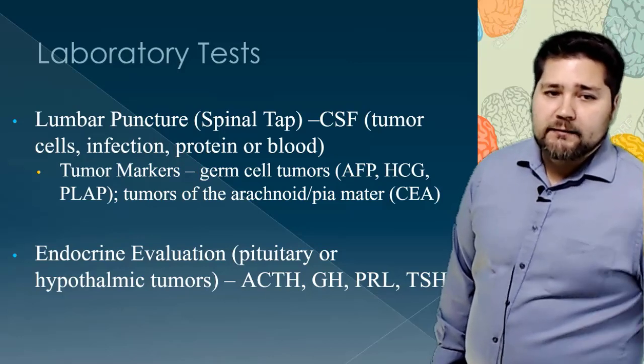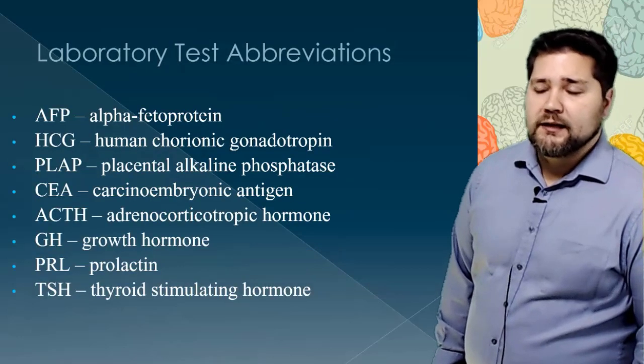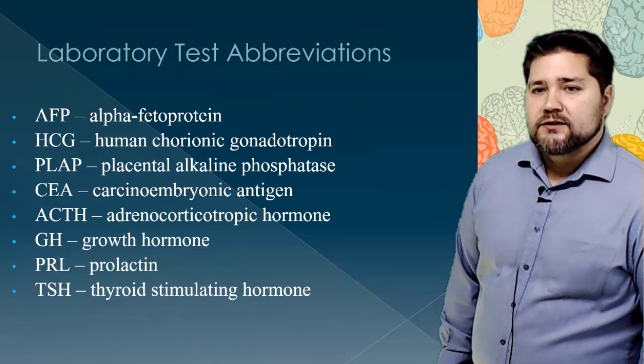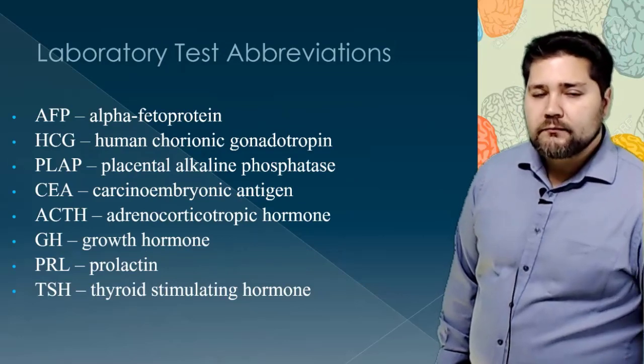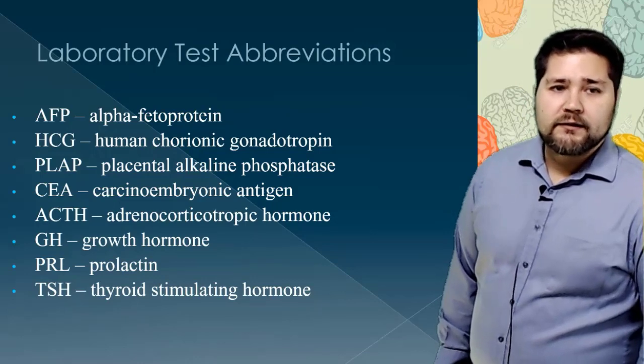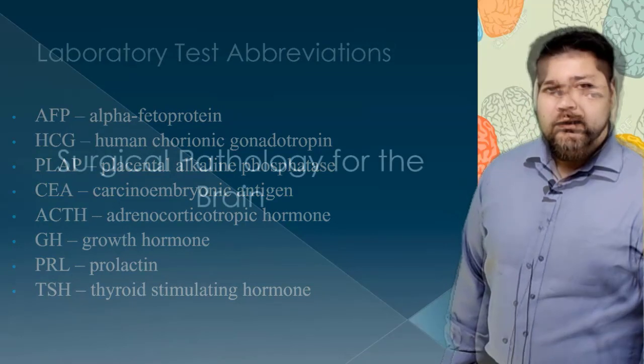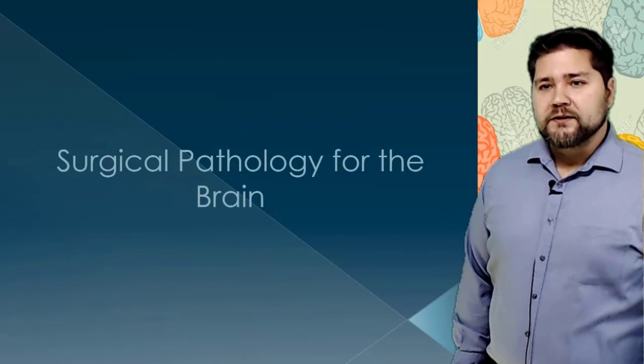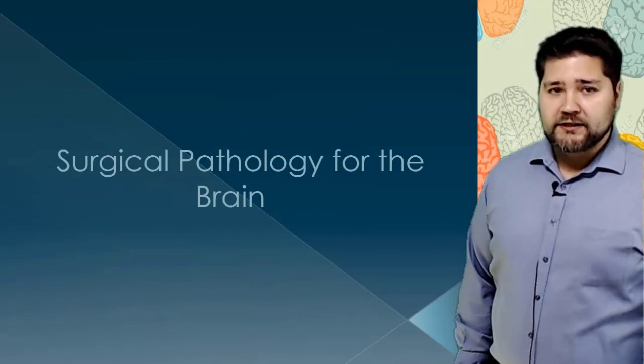Endocrine tumors, we talked about the pituitary. You can see all your hormones in the cerebral spinal fluid as well. So here's just a list of the abbreviations of some of those if you're a lab geek and want to know. So now we can get into the surgical pathology specimens we'll see for brain specimens.